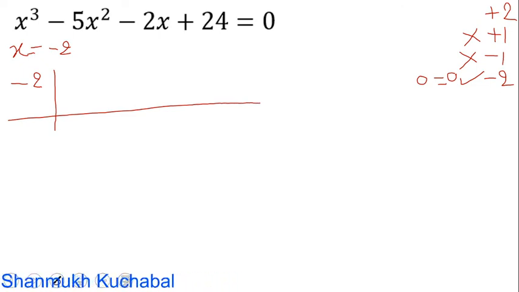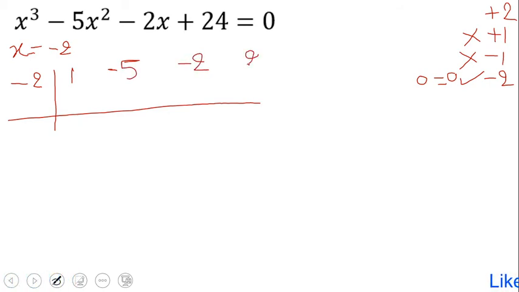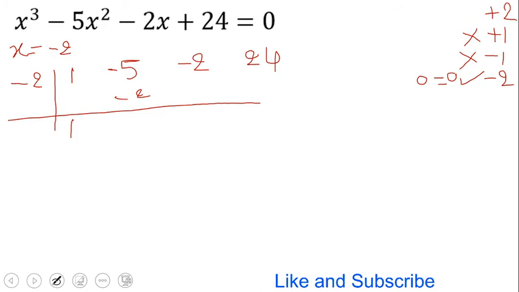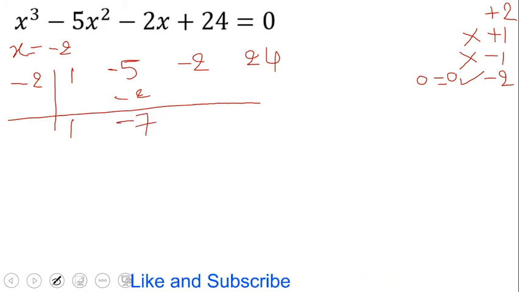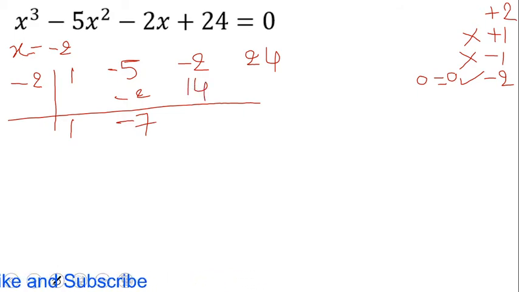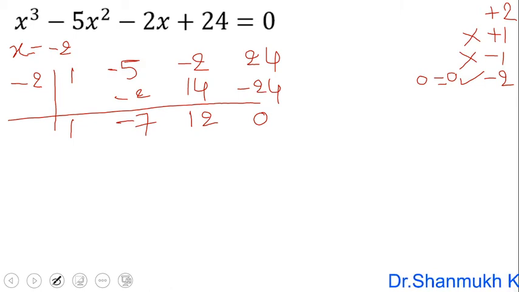The x cube coefficient is 1, the x square coefficient is minus 5, the x coefficient is minus 2, and the constant is 24. So this one we have to write as it is. 1 into minus 2, minus 2. Both are minus, so we add and write a minus sign, minus 7. Minus 7 into minus 2, plus 14, so minus 2 plus 14 we get 12. So 12 into minus 2, minus 24, we get 0. Then it is a cubic equation.